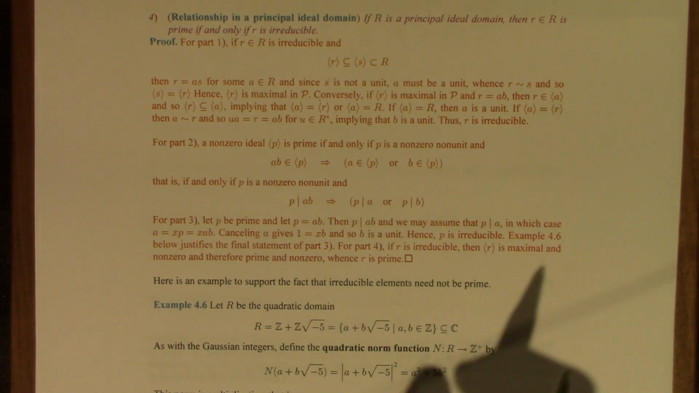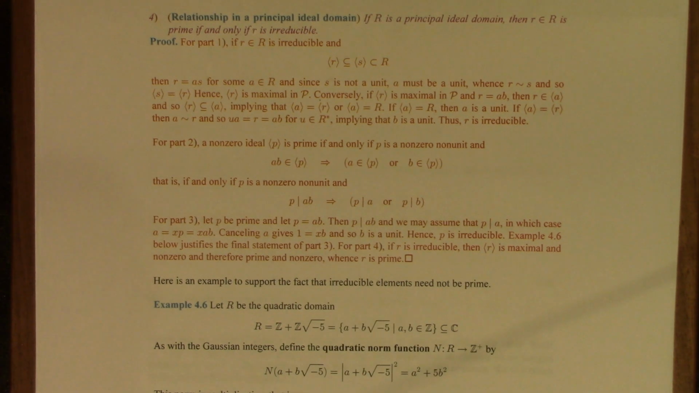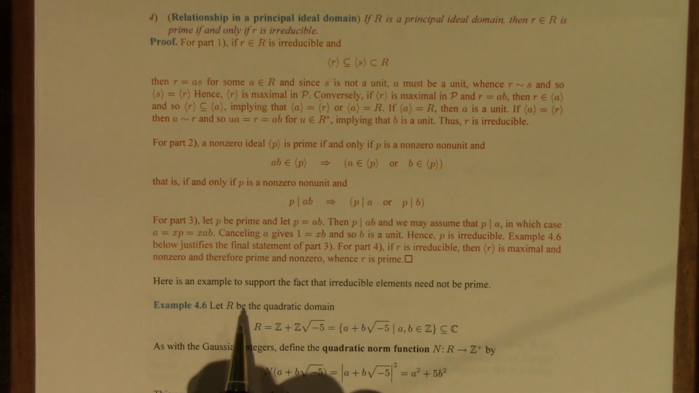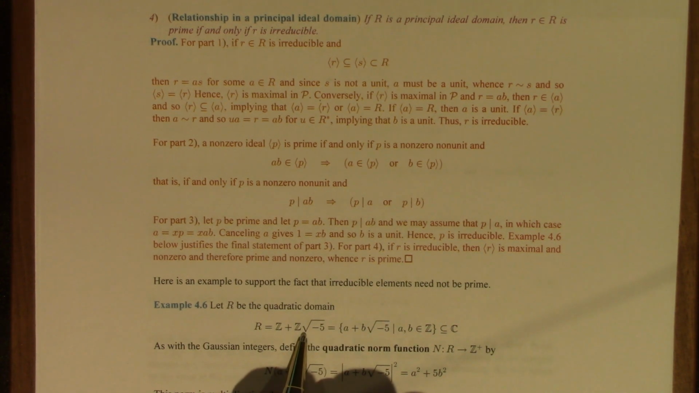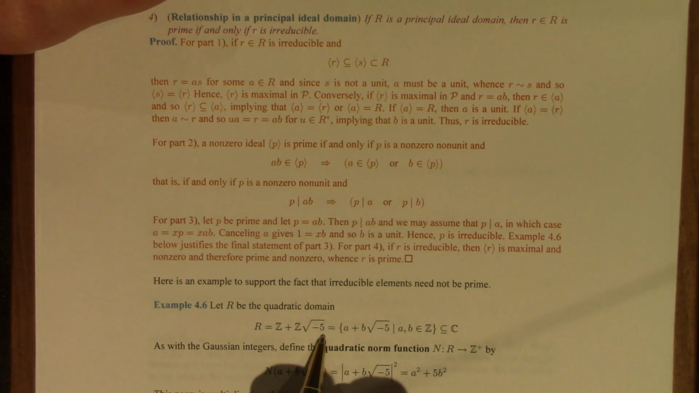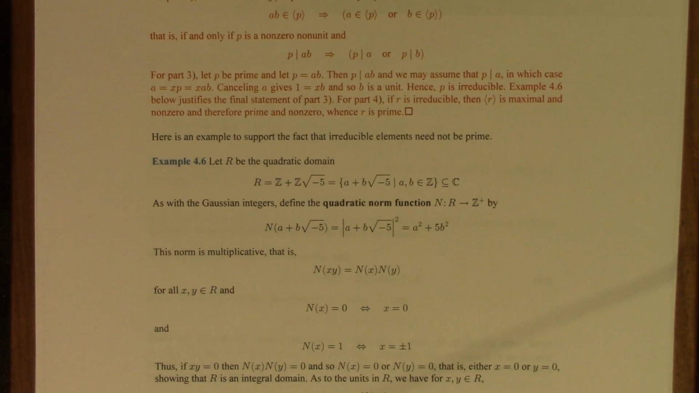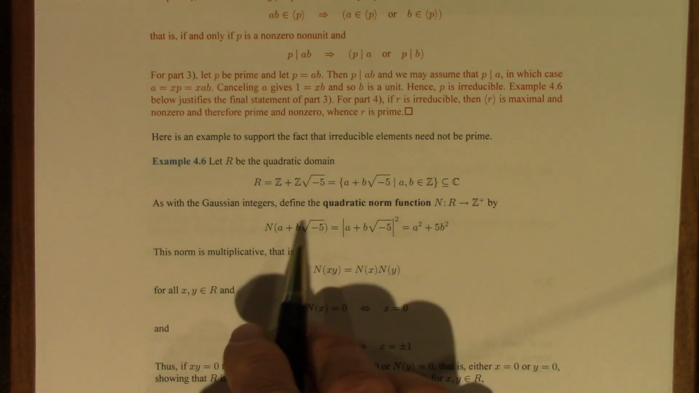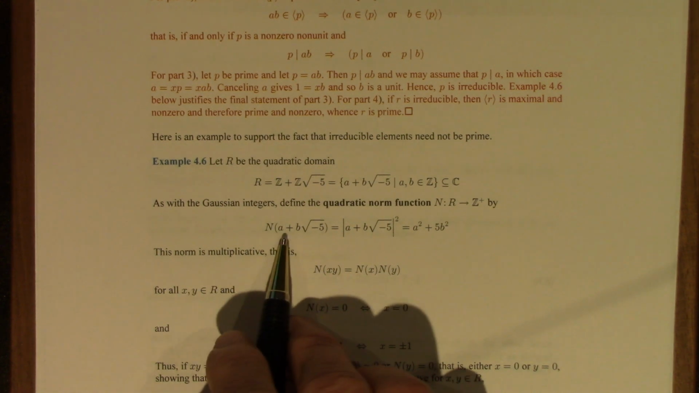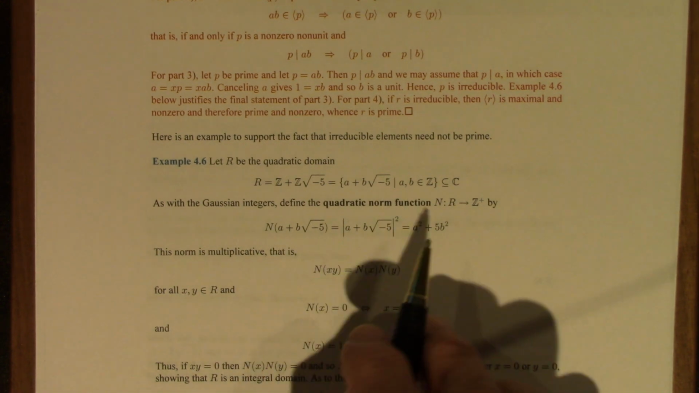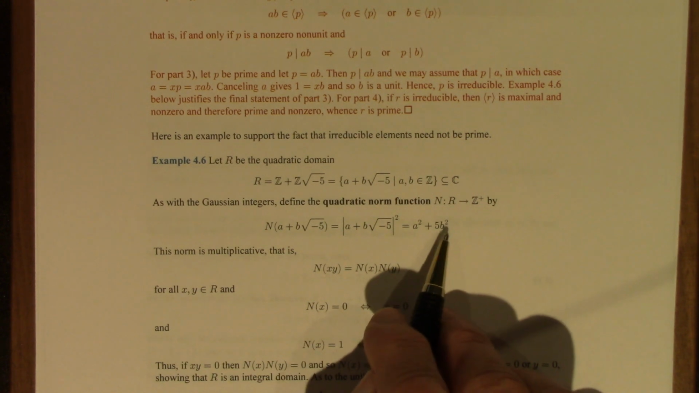Here is an example to support the fact that irreducible elements need not be prime. And this is a quadratic domain, Z adjoin square root of negative 5. Now, as with the Gaussian integers we talked about before, we can define the quadratic norm function. And it looks like this. The norm of a plus b square root of negative 5 is a squared plus 5b squared. It's the square of the usual complex norm.